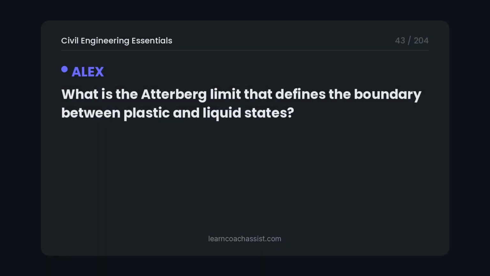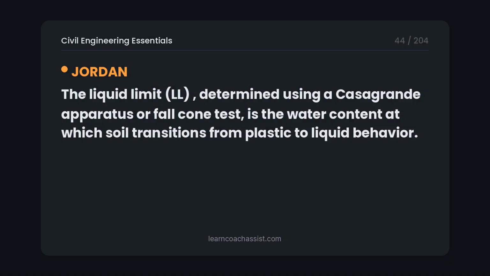What is the Atterberg limit that defines the boundary between plastic and liquid states? The liquid limit, LL, determined using a Casagrande apparatus or fall cone test, is the water content at which soil transitions from plastic to liquid behavior.